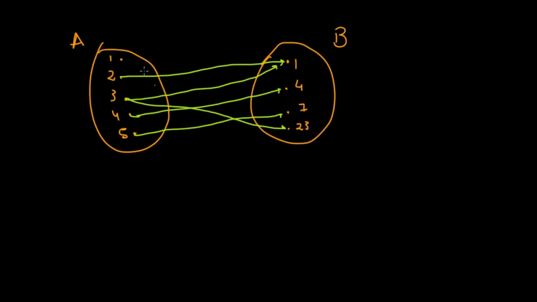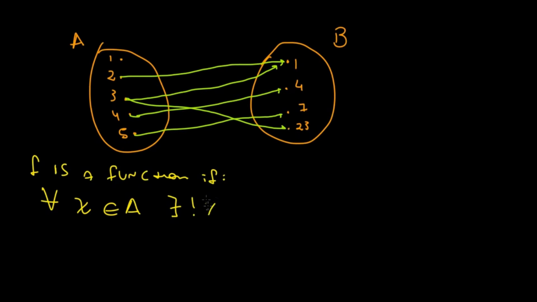Now, what I recommend is for you to pause the video and check if this is a function, and if it's not, then why not? I will now solve this. So let's rewrite the definition. We want f to be a function if for every x in A, there is a unique y in B that verifies that f of x equals y. So when I look at this function, I see two problems.